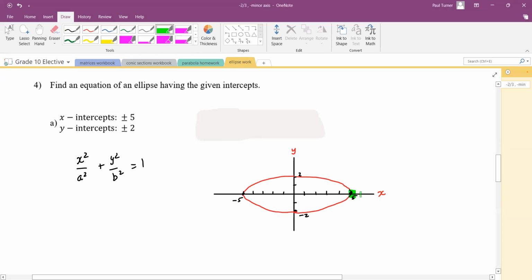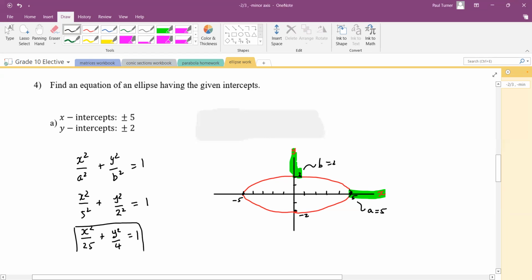So we can see how they match up here. And y is going to be related to 2 here. So let's write them in. So x squared on 5 squared, because a is 5 here, plus y squared on b squared. So b is 2, and that would be 2 squared equals 1. So you're going to get x squared on 25 plus y squared on 4 equals 1. So that's your final equation here.